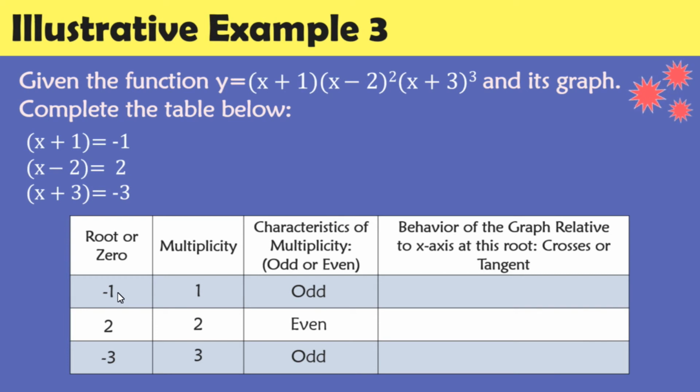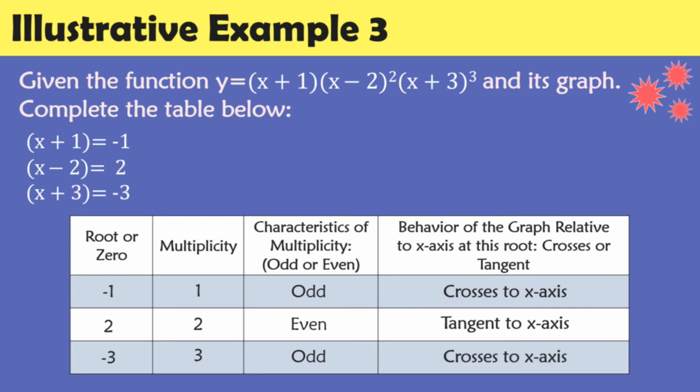Behavior of the graph relative to the x-axis in this root, crosses or tangent. As you can see, the characteristic of multiplicity is odd. Therefore, it crosses the x-axis. Next is even. This means tangent to the x-axis. Next is odd. Therefore, it crosses the x-axis.